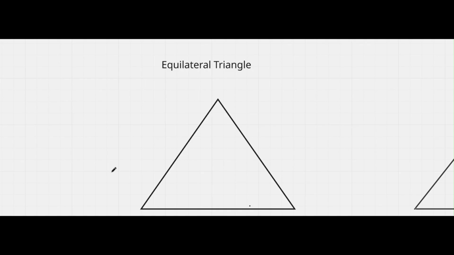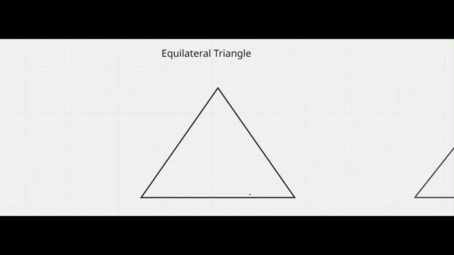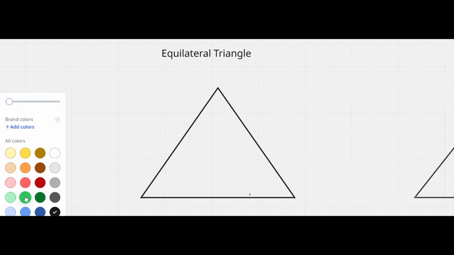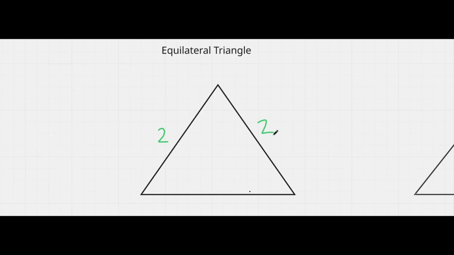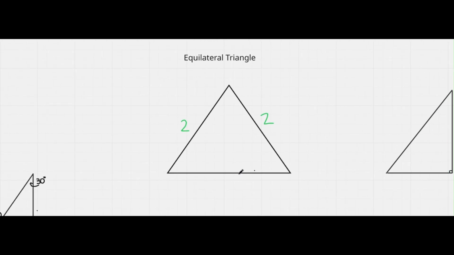Let's say we have an equilateral triangle, right? And we know that with an equilateral triangle, each side is equal to the same unit of measure. So let's say this side is equal to 2 units. Then that means this side is going to be 2 units, and this side is going to be 2 units.